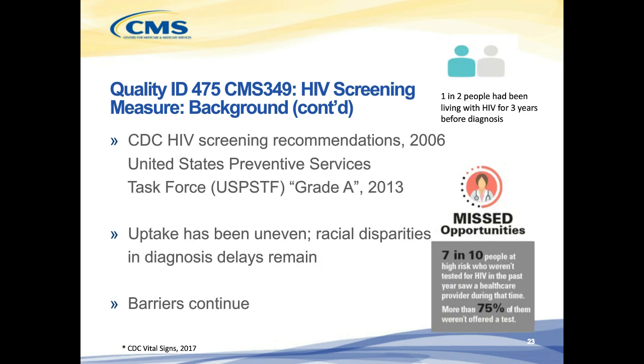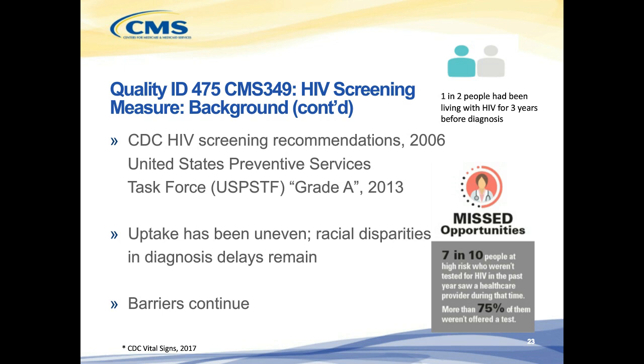So CDC's 2006 recommendation stated that screening for HIV infection should be performed routinely for all patients aged 13 to 64 years. And in those recommendations, CDC noted that healthcare providers should initiate the screening. And the USPSTF essentially concurred with these recommendations by giving the screening recommendations a grade A in 2014. They have a slightly different age range, so the USPSTF is 15 to 65, and this is what we're using for this measure. However, the uptake of the recommendations has been uneven, as I mentioned, and there are still many disparities.